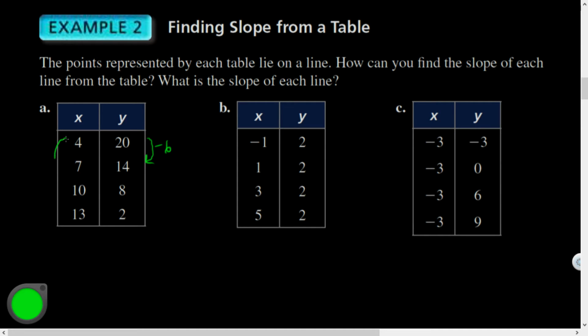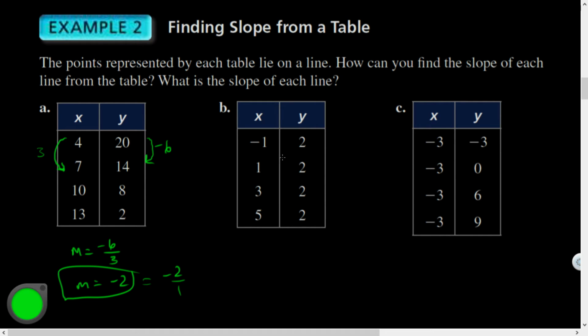And in that same change, what was the run? The run is going to be the change in the x's. To go from 4 to 7, what was the run? 3. And so my slope, rise over run, is going to be negative 2. If it's a whole number slope, you can represent it that way. But if it helps, you could think about it as going down 2 over 1, because negative 2 is the same as negative 2 over 1. Right?